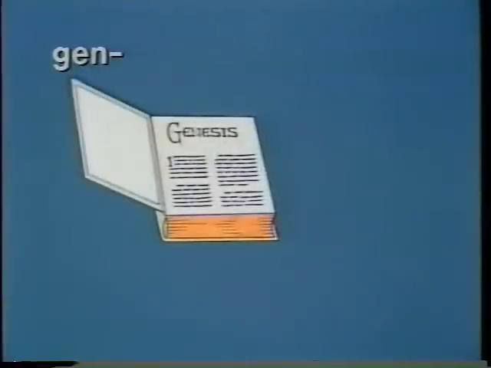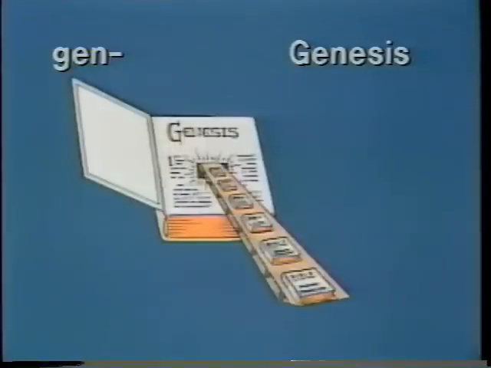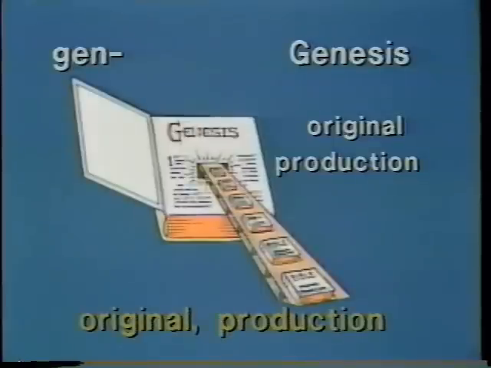Next, gen. Gen sounds a little like Genesis, the book of Genesis. Gen, Genesis. Gen means original or production. As you look at the book of Genesis, see it producing an original production. Gen, Genesis, original production. Say it twice. Gen, Genesis, original production.